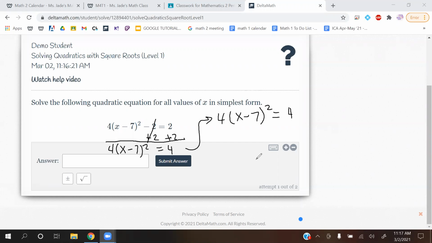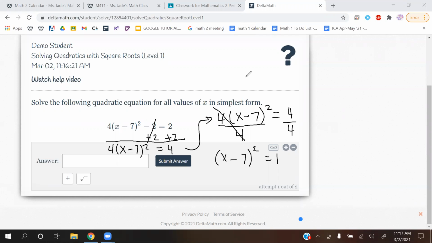Okay, so to do that, we're going to divide both sides by 4. That way, these can cancel out, because our parentheses was being multiplied to 4, so you get rid of that by dividing by 4. Okay, and then you get x minus 7 squared equals 4 divided by 4, which is just 1.